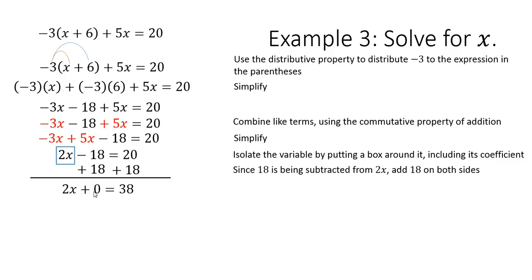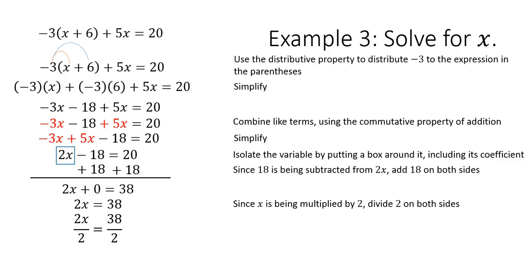And then here, anytime you add 0 to something, it's not going to change it, so 2x plus 0 is just 2x, and that's going to equal 38. And then since x is being multiplied by 2, we are going to divide by 2 on both sides in order to solve for x. And then 2 divided by 2 is 1x, and 38 divided by 2 is 19. Now, because of the identity property of multiplication, anytime you multiply something by 1, it doesn't change it, so 1 times x is just going to be x, so x is going to equal 19.